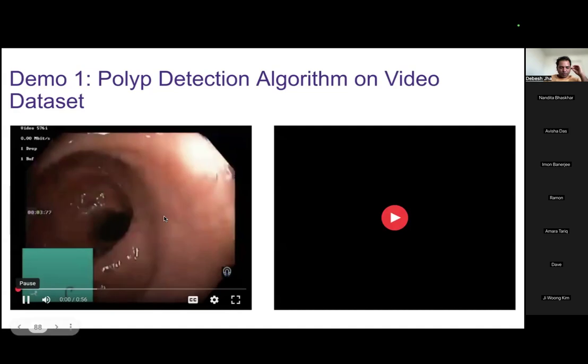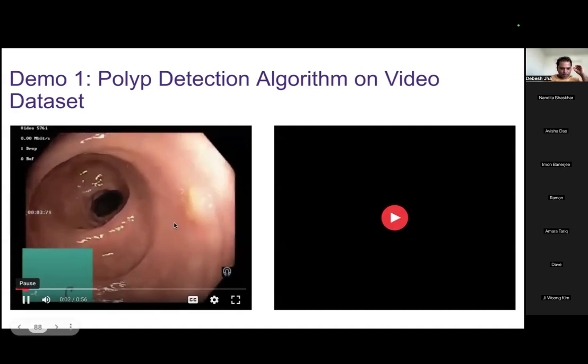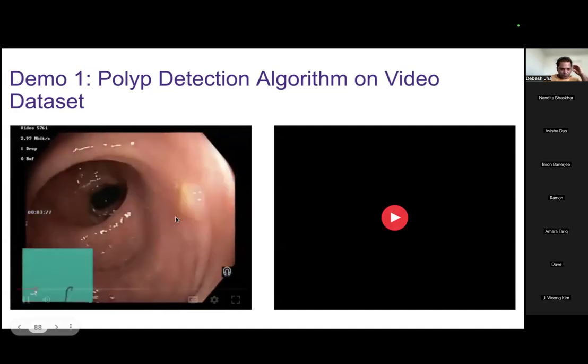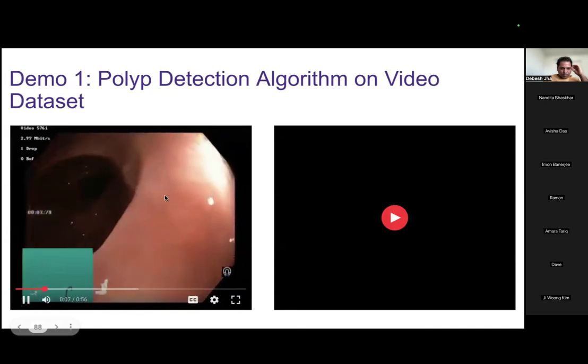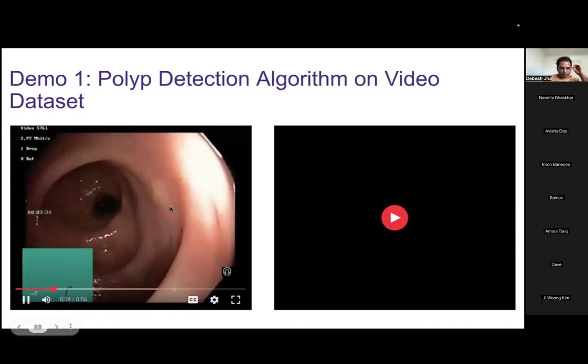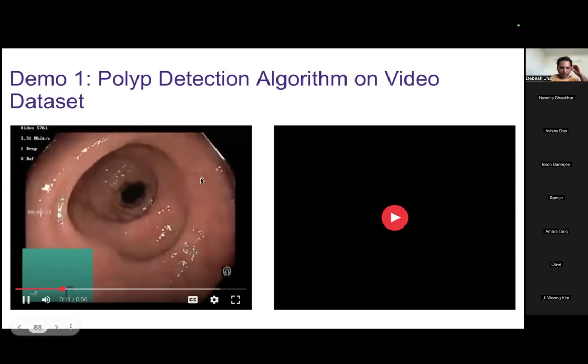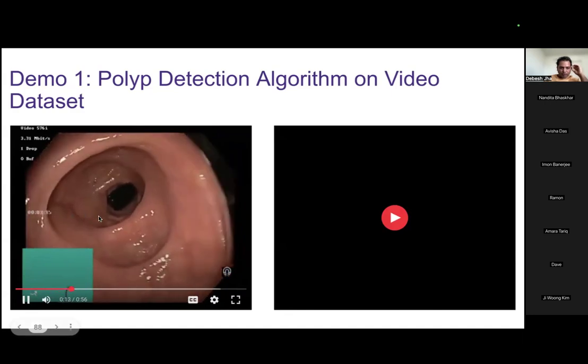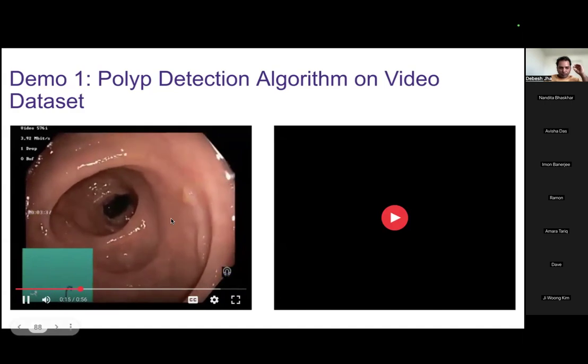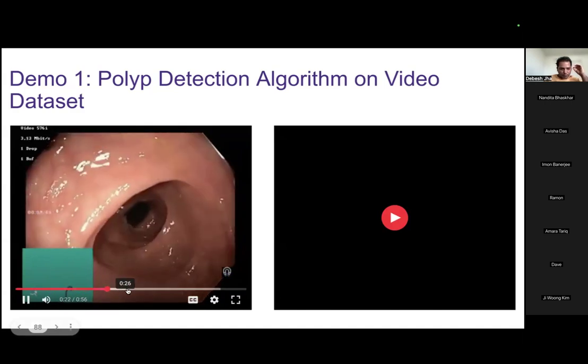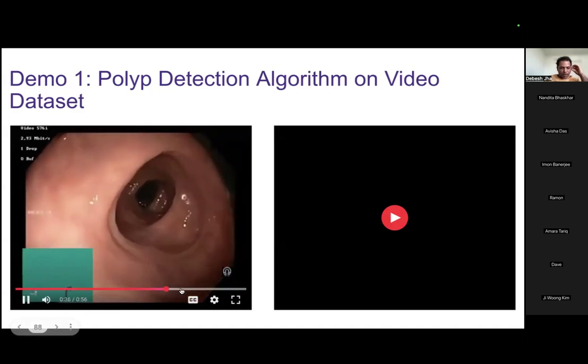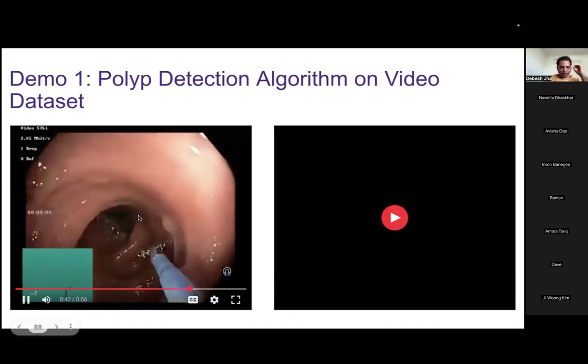And here I have some video. You can see some polyp detection results. The model can identify polyps, but at the same time you can also see some false positives, right? So this is an example of a practical application of our approach.